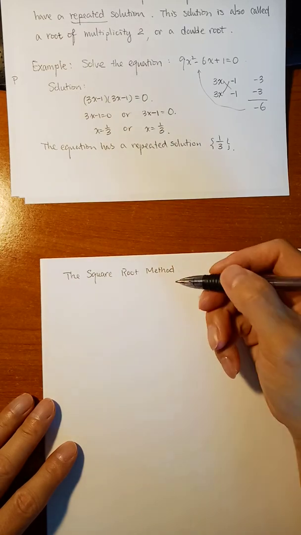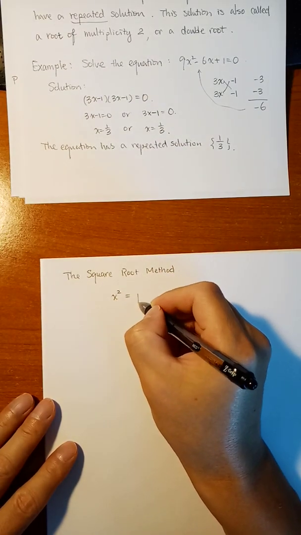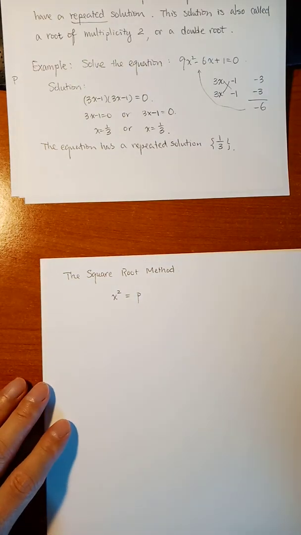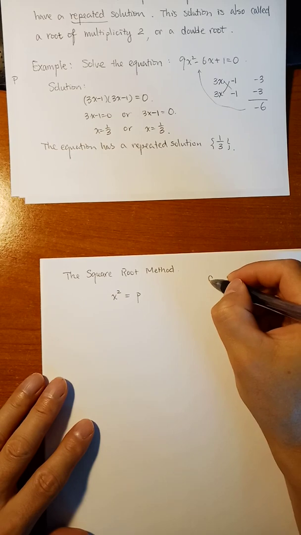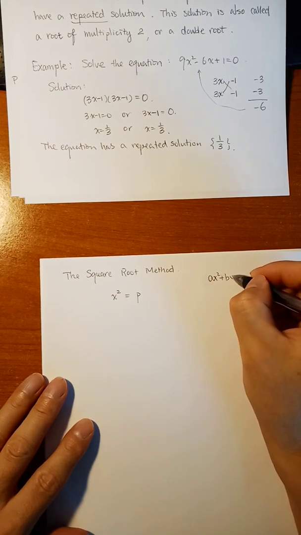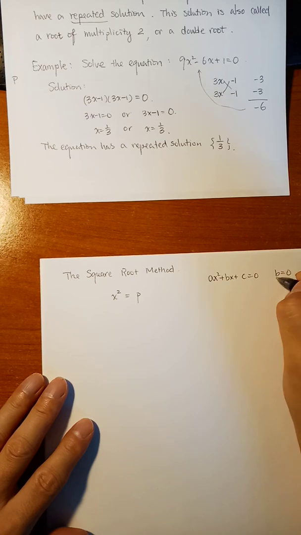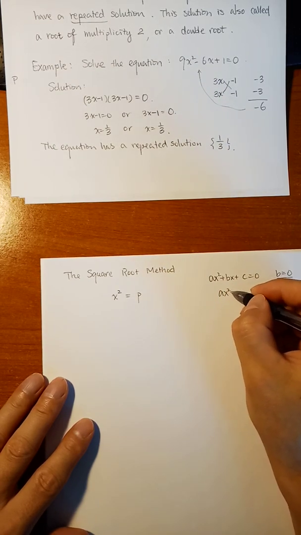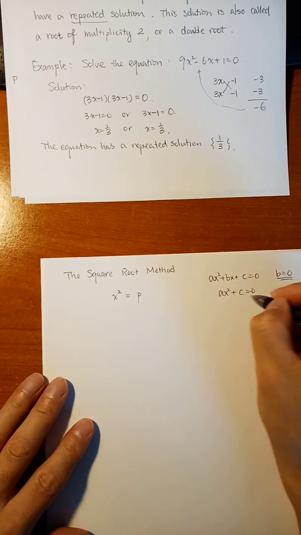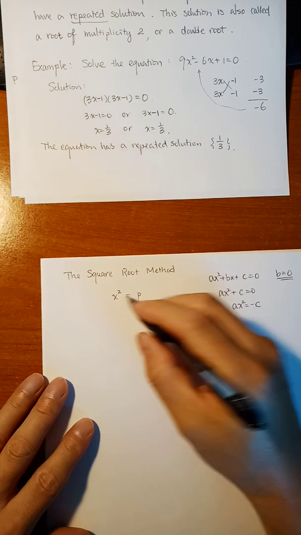What is the square root method? Assume we have b equal to 0. Remember that ax squared plus bx plus c equal to 0. If b is equal to 0, then there's no middle term. You only have ax squared plus c equal to 0. Then I'm going to move c to the right side.